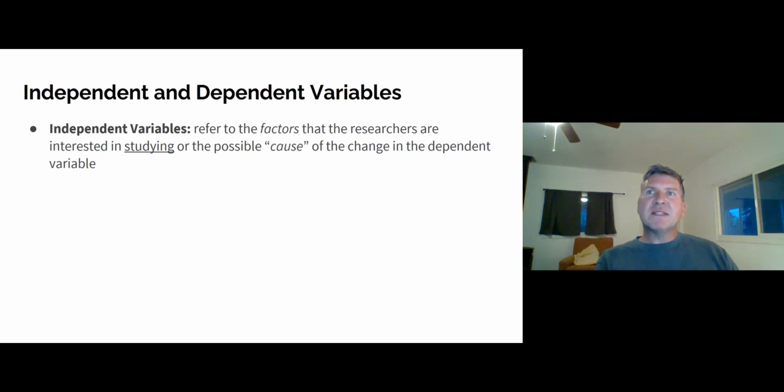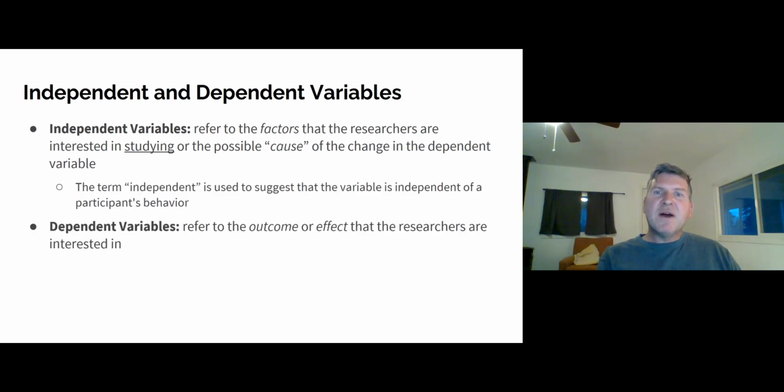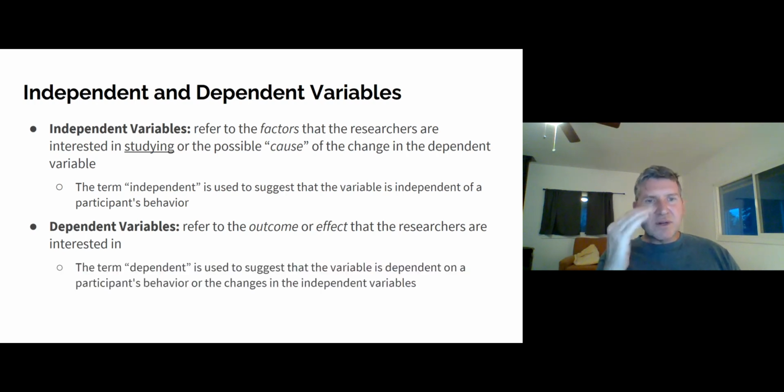So what are the possible causes of the change? The dependent variable is the one that is the outcome or effect. So you could perform a test. The dependent variable is what is dependent on the factors that you are changing or varying in your study. So in this case, it might be your performance. So that performance is dependent on what the independent variables are that we chose. We use the word dependent because it's dependent on the participant's behavior or certain factors in the independent variable.